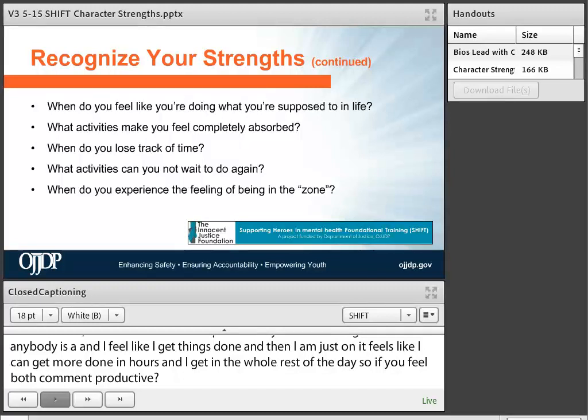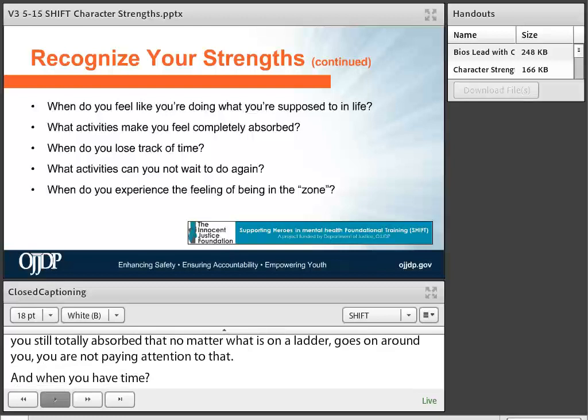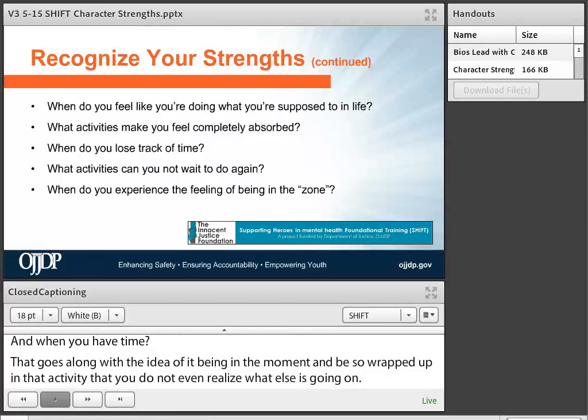Again, that goes with the idea of being in the moment and being so wrapped up in that activity that you don't even realize what else is going on. What activities can you not wait to do again and again? So is there something that when you're maybe at work and you're thinking, oh boy, I can't wait to, and whatever that might be, fill in the blank. And then when do you experience the feeling of being in the zone? So when is it that life is good and that you want to just be there to do that again and again, and it feels like everything is going right? When is it that you're feeling like smooth highways, like you could go on and do this forever and ever?